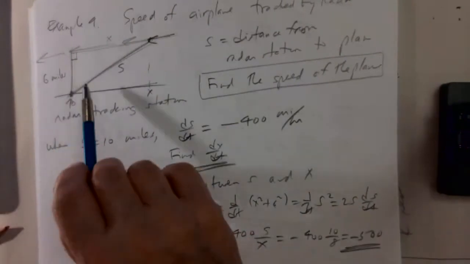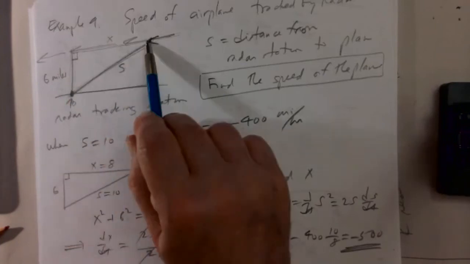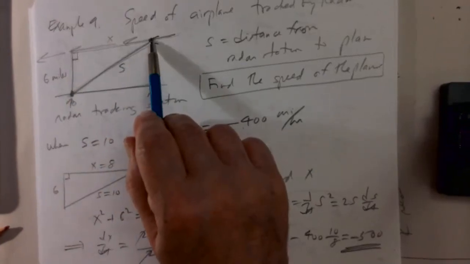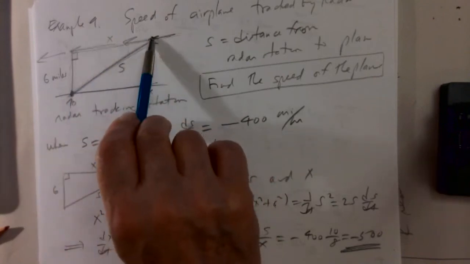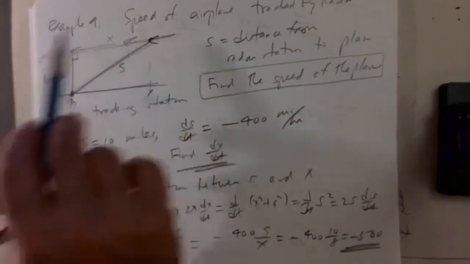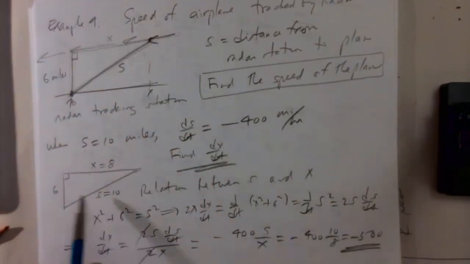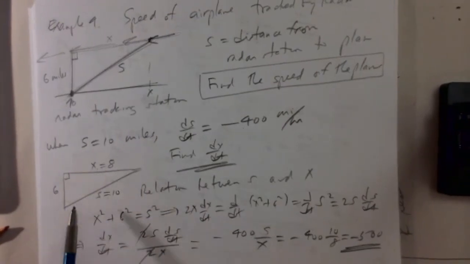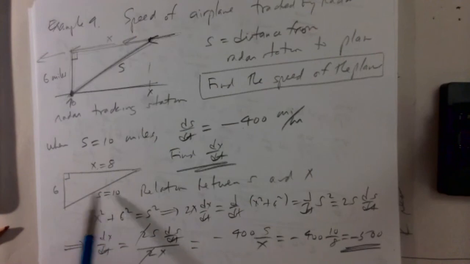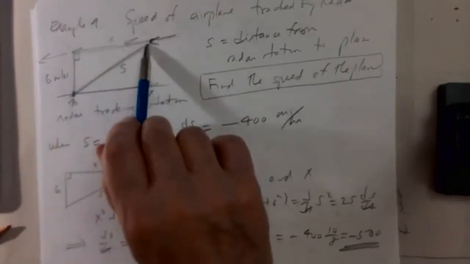So, of course, if the plane is 6 miles high and it's 10 miles to the radar station, the horizontal distance, the number of miles the plane is from being directly over the radar station, you just solve this right triangle for x. If this is 6 and this is 10, this is 8. It's like a 3, 4, 5 triangle multiplied by 2: 6, 8, 10. So at that instant of time, this x distance is equal to 8.